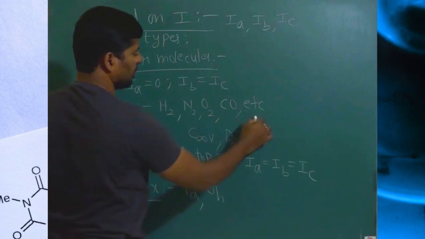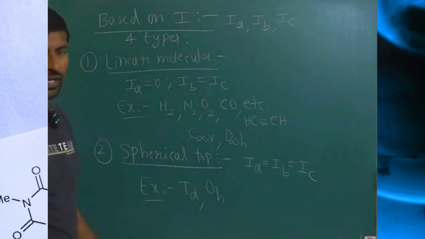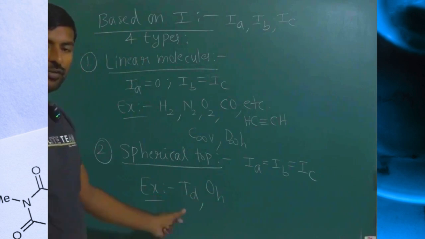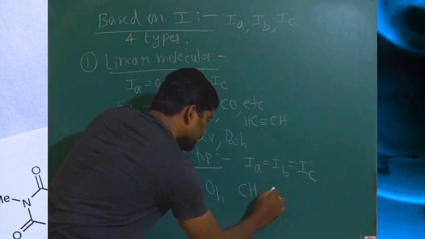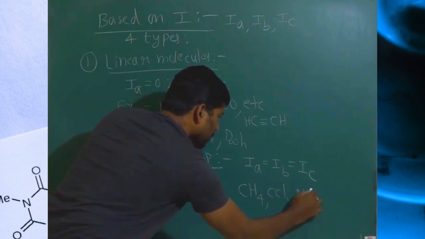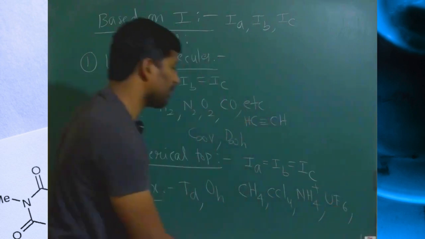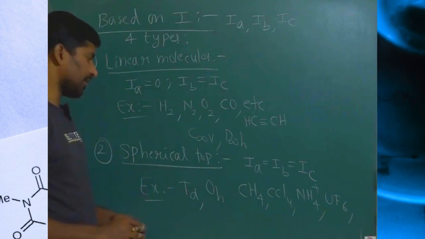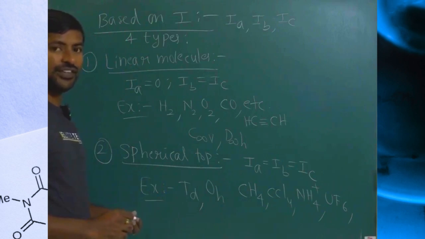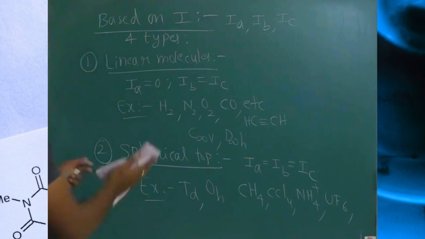Here, linear molecules include acetylene and other polyatomic molecules as well. Spherical top molecules are those belonging to tetrahedral and octahedral point groups. That is CH4, CCl4, NH4 plus, UF6, SF6, etc. The icosahedral point group, that is C60 fullerene, also comes under spherical top molecules.